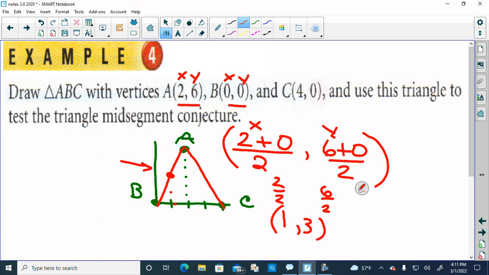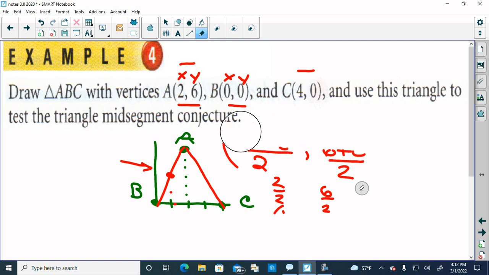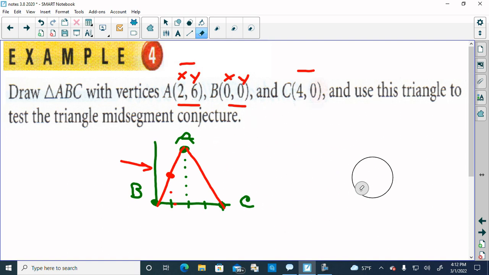So now we need to do the same thing for AC. Looking at this one and this one, we're going to do the exact same thing that we did to find this one. I'm just going to erase this. Make sure you have how you got these answers written on this example on your graph paper. Okay, so now we're finding AC.